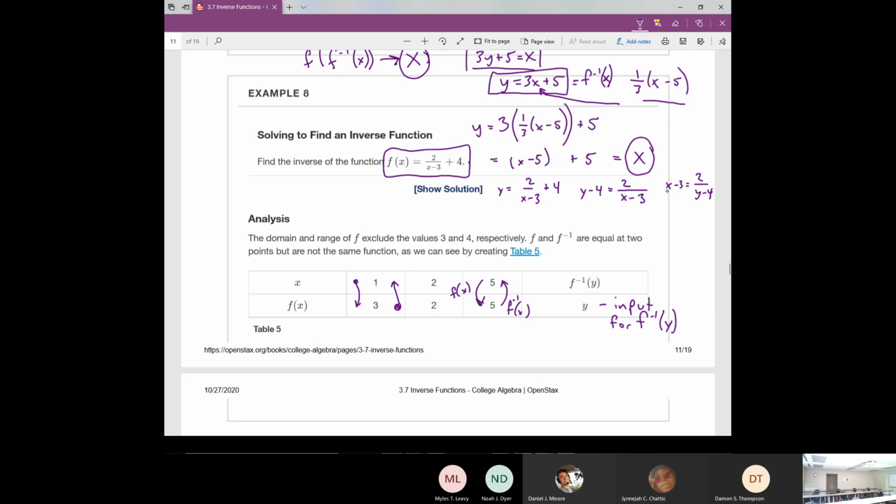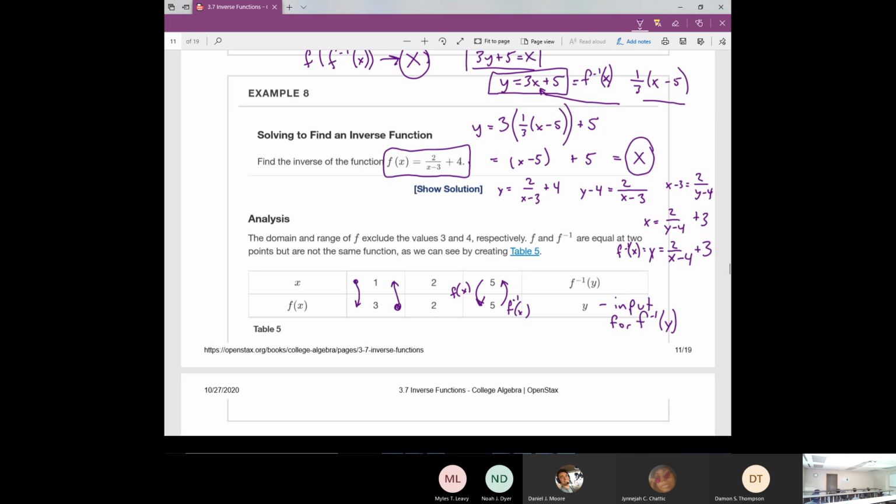I've almost got x by itself. Now I add a 3 to both sides. Now I have solved for x: x equals 2 over y minus 4 plus 3. And now if I interchange x and y after solving for x, my f inverse of x is defined as y equals 2 over x minus 4 plus 3.